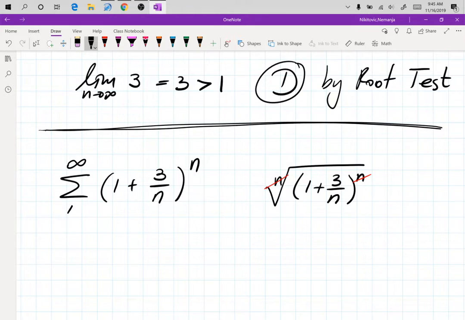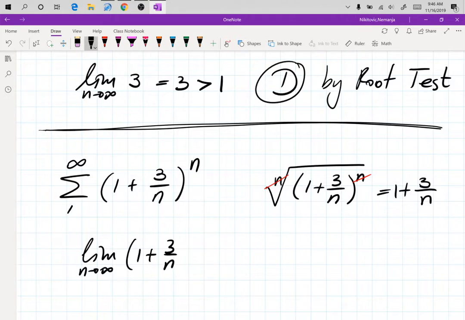But in this case, if you do the root test, you get 1 plus 3 over n. Now when you take the limit as n goes to infinity of 1 plus 3 over n, what do you get? 1. And what do you know about that? It's inconclusive. So the root test cannot determine convergence on this problem. But luckily the divergence test immediately takes care of it.